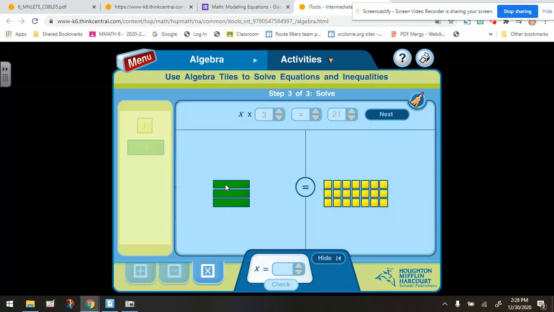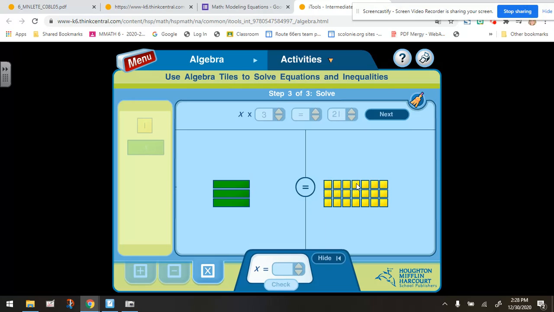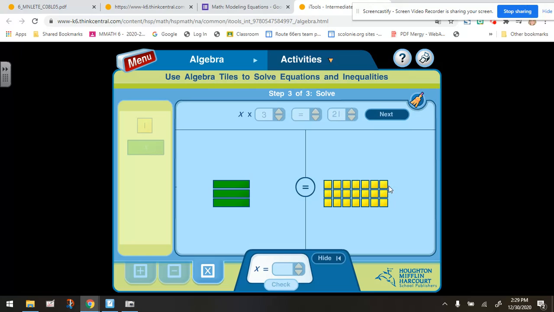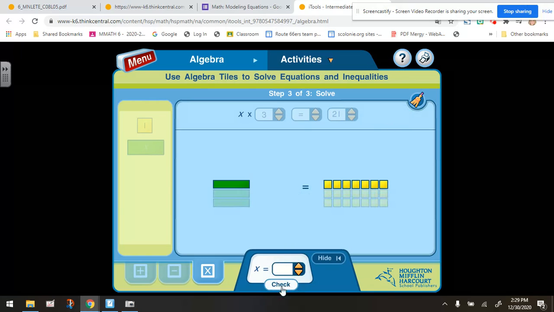All right, so now if this is one of the x's, we have to count how many we have for one of the x's. And if we count, we get 1, 2, 3, 4, 5, 6, 7. So we know that each group has 7, and therefore the answer would be 7.